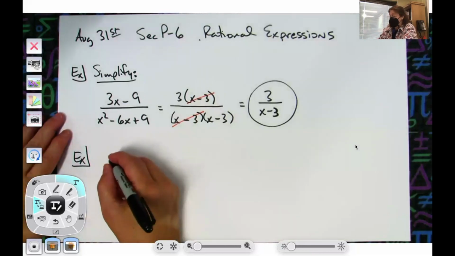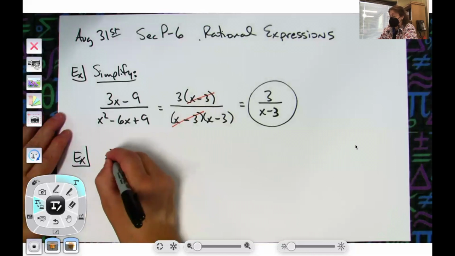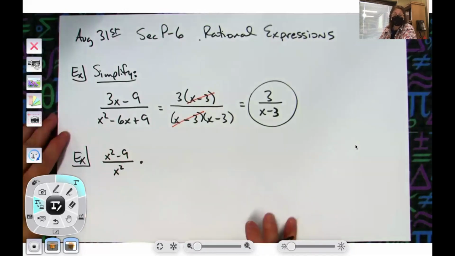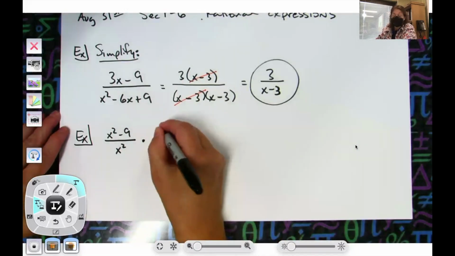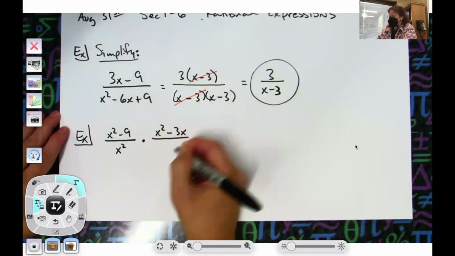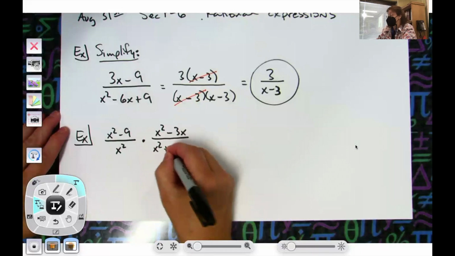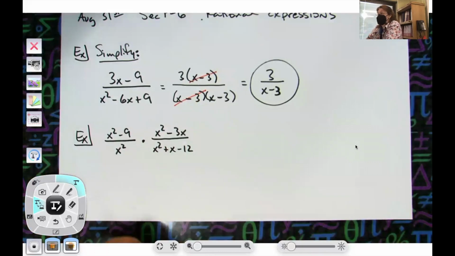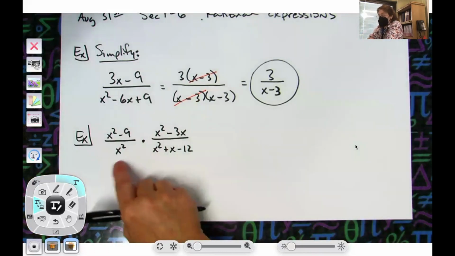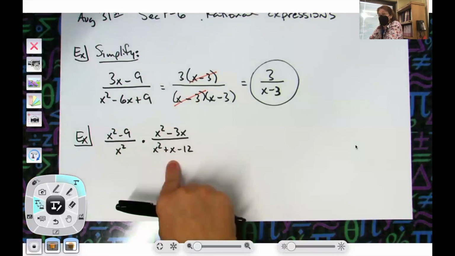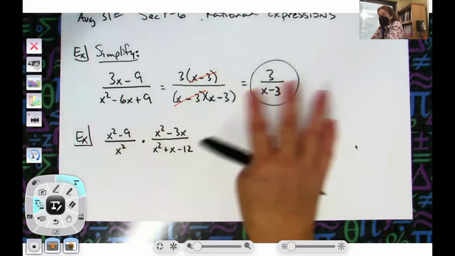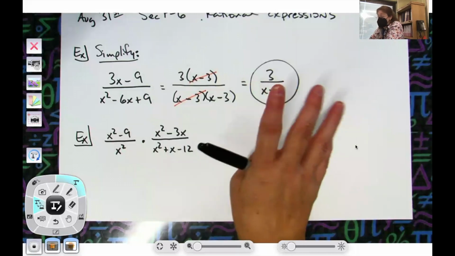So let's take a look at x squared minus 9 over x squared times x squared minus 3x all over x squared plus x minus 12. So this would be an example of multiply. If it was dividing, think of this as fractions, right? This is a fraction times a fraction. So if that was a divide, what's the rule for when you divide fractions? Yeah, keep it, switch it, flip it. So any of that arithmetic stuff you know previously, you've got to apply too. But this is straight multiplication.